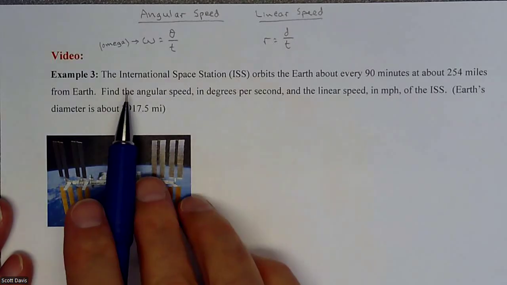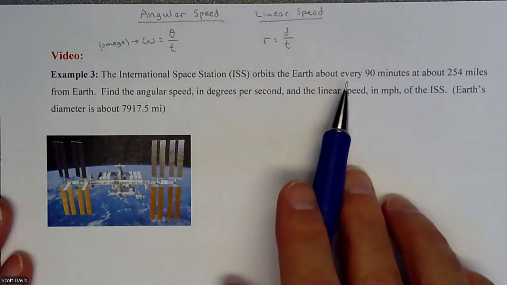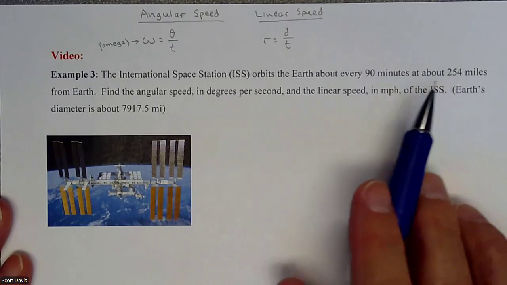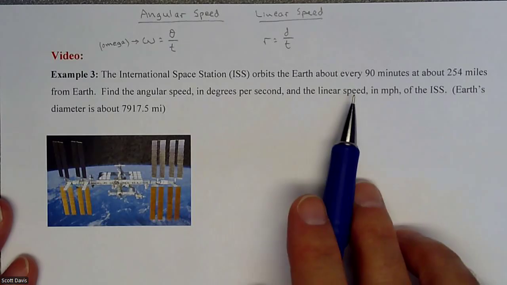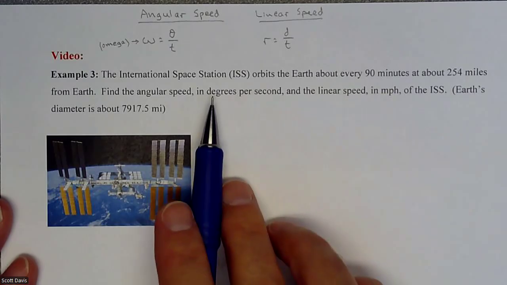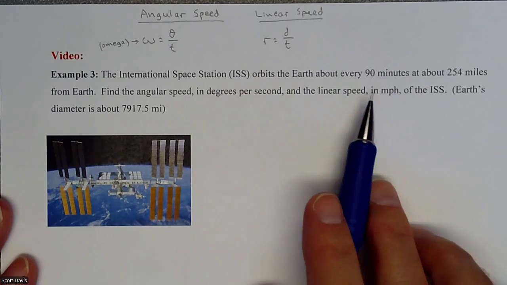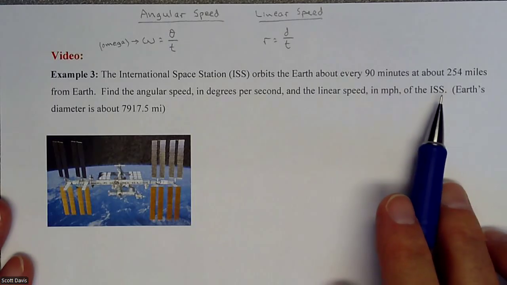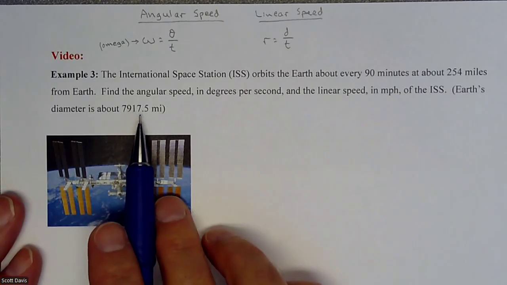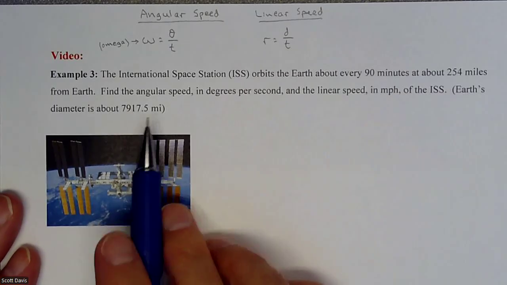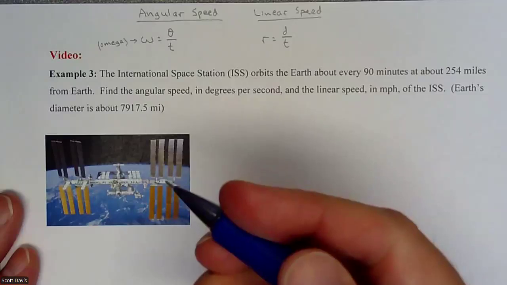So in our situation, we have the International Space Station orbits the Earth about every 90 minutes and is about 254 miles from Earth. Find the angular speed in degrees per second and the linear speed in miles per hour. So here's your degrees versus a distance. Of the International Space Station, Earth's diameter is about 7,917 and a half miles. So let's do angular speed first.